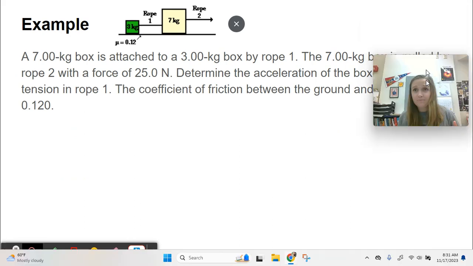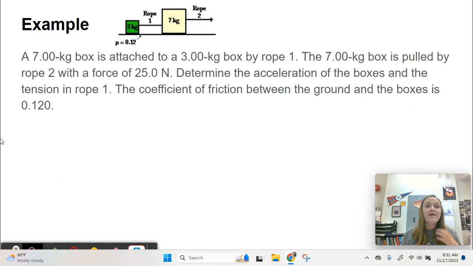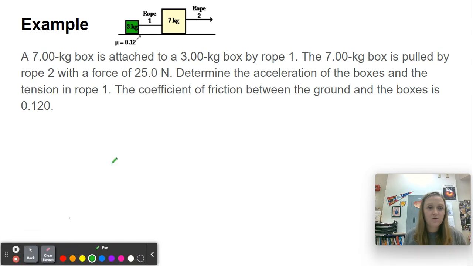Let's try one more example here. We've got a 7 kilogram block that's attached to a 3 kilogram box that's pulled by rope 1. The 7 kilogram box is pulled by rope 2 with a force of 25 newtons. So we actually are given a force down here. That's really useful for us to know. So this is 25 newtons. I'm going to add this to my picture up here.